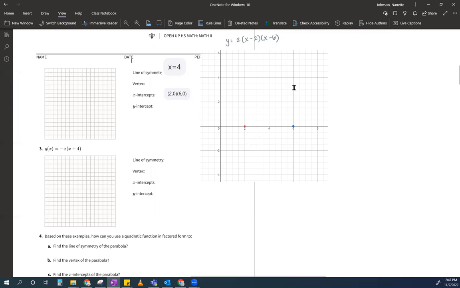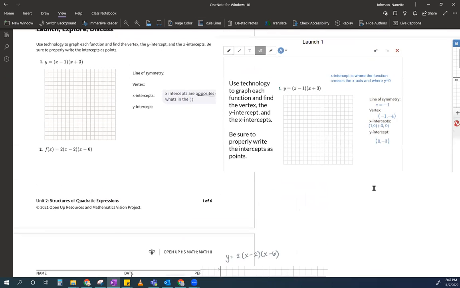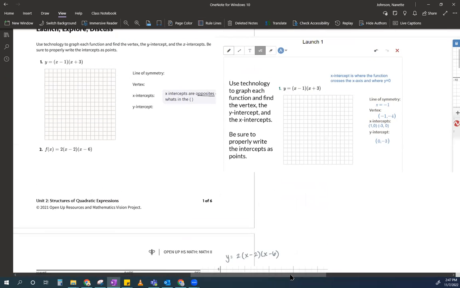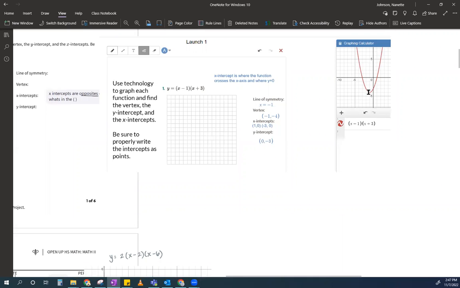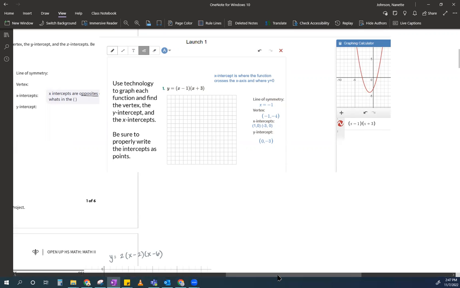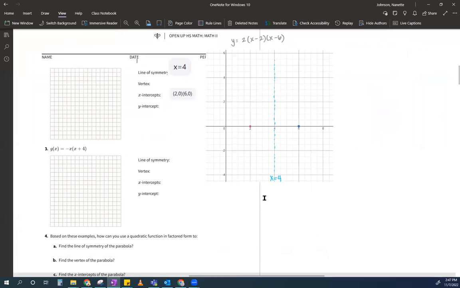Okay, there's my line of symmetry. Oh, you can't see it yet. Okay, very good. So I got my line of symmetry. Oh, how do I find my vertex? Let me look at this picture really quick. The vertex was right there. It went through the line of symmetry. Man, how would I find my vertex?